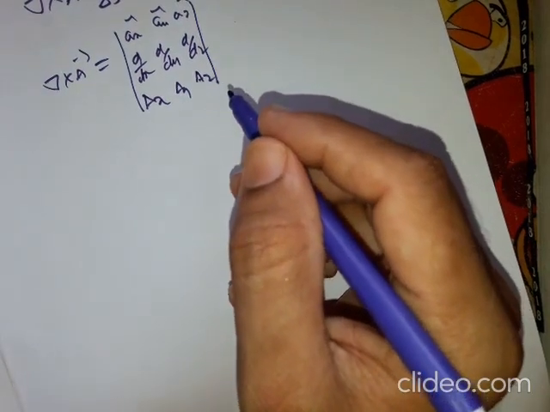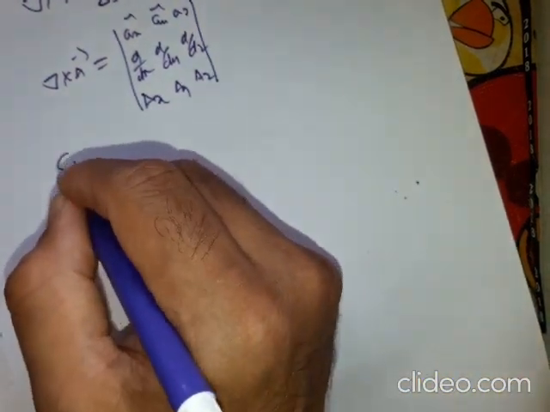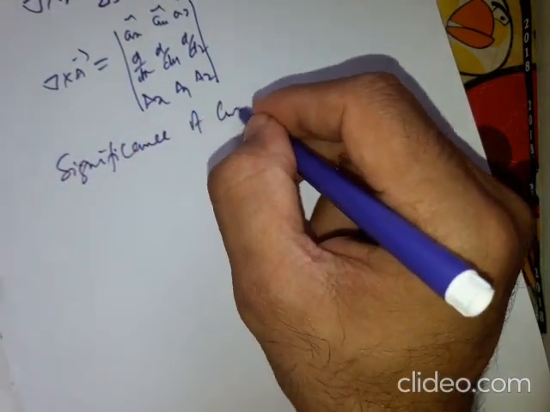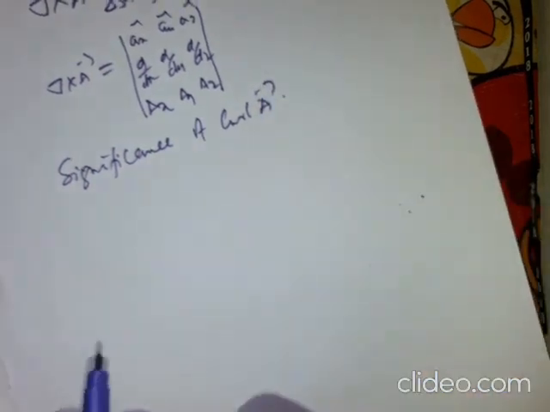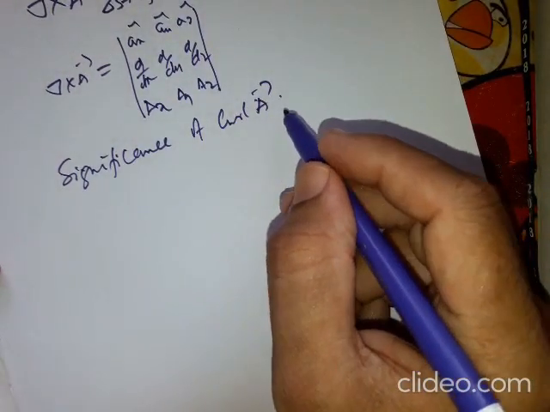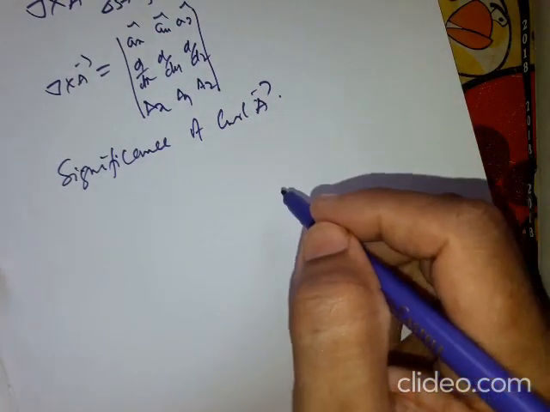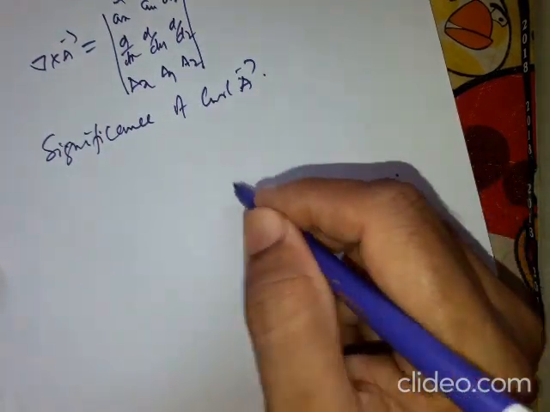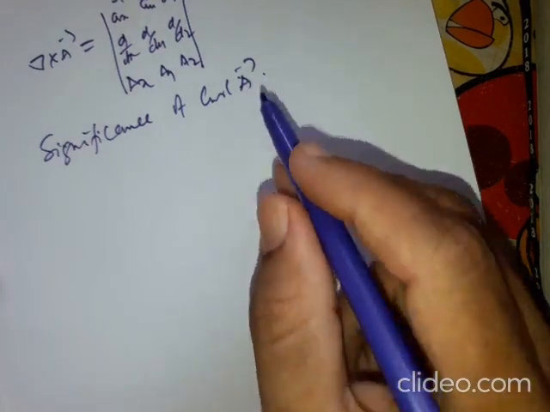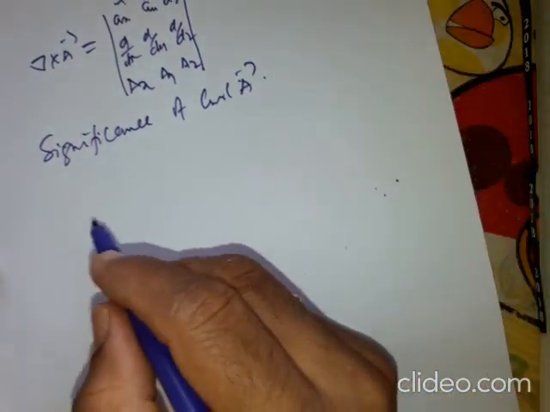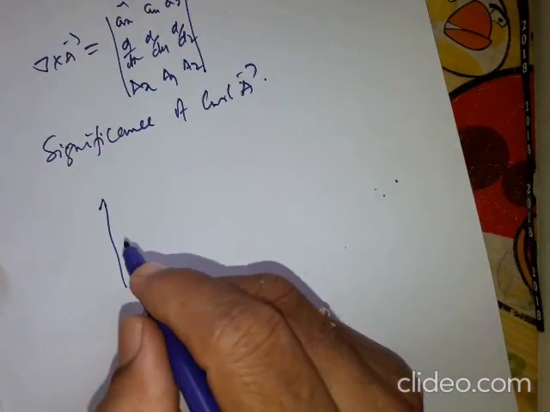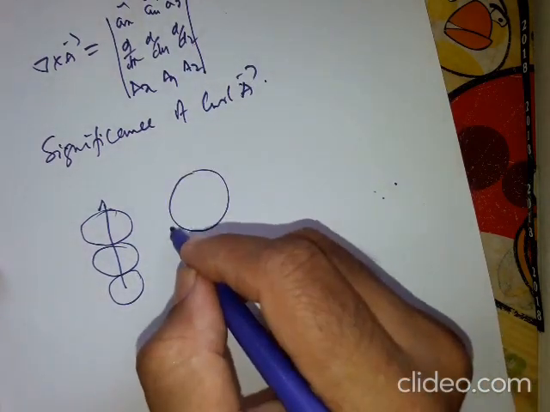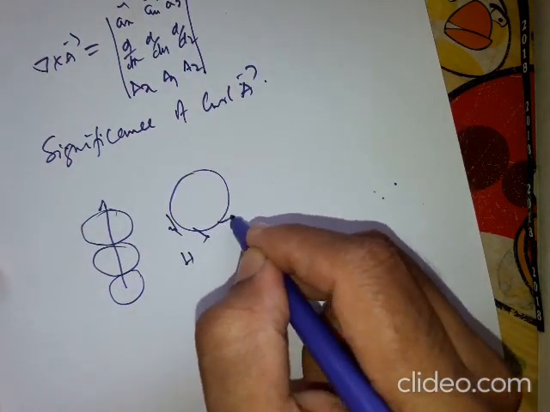So what is the physical significance of the curl of any vector A? The curl of any vector A means the magnitude of circulation of that particular vector. You can imagine, as I said in the beginning, when a current carrying conductor, around that there is a circulation of magnetic field. You can write like this. So there is a circulation of the magnetic field H like this.